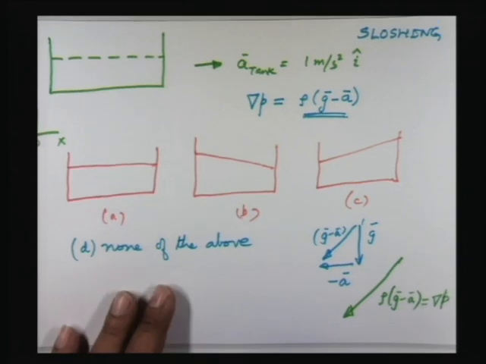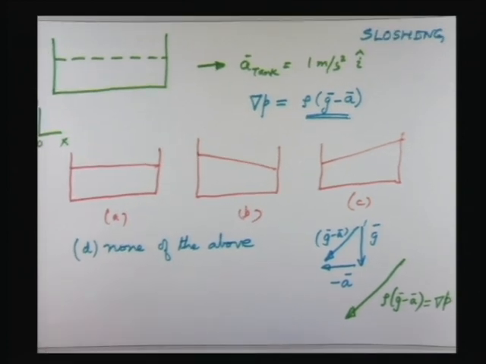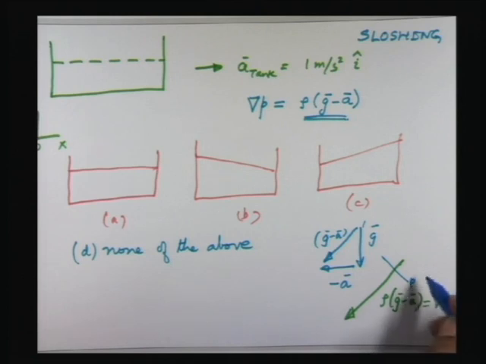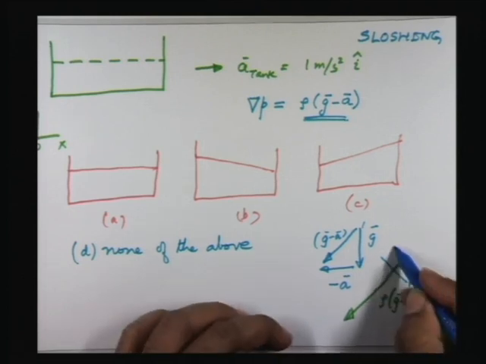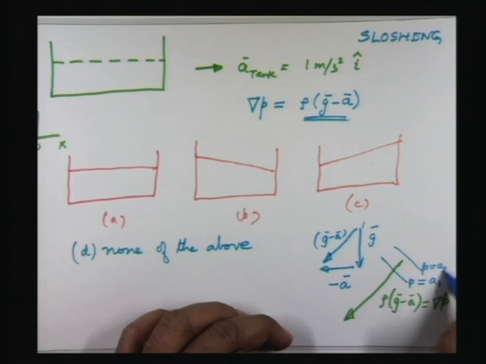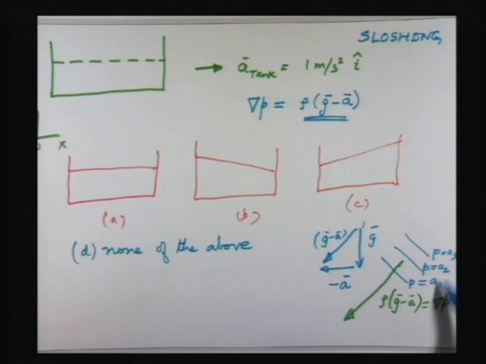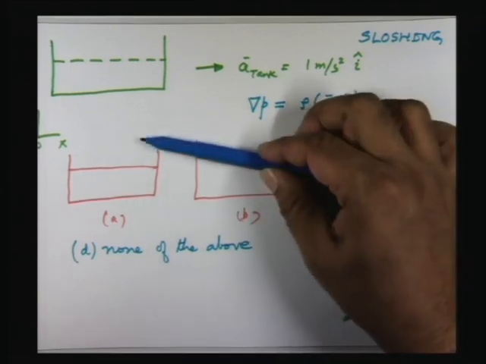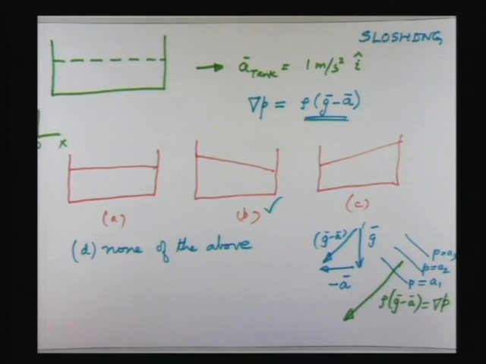Now you know from your vector calculus that grad P at a point is orthogonal to the surface of constant pressure. So if you look at the surface of constant pressure, they are going to be perpendicular to this line. So this is say P equal to A1, P equal to A2, P equal to A3. So this could be 1, 2, 3, whatever it is. Now this free surface is a surface of constant pressure, so it will be like this. So the correct answer is B.